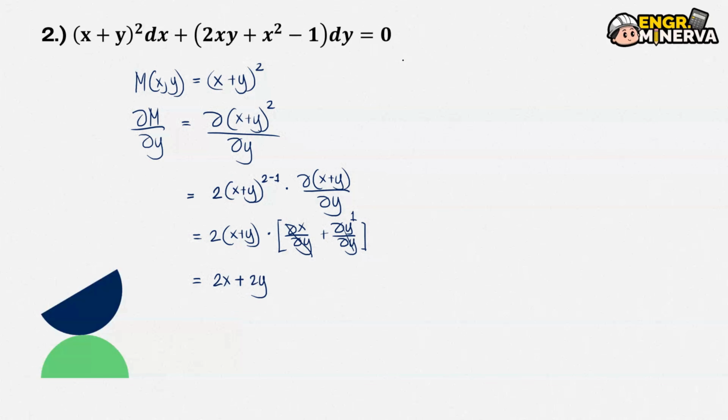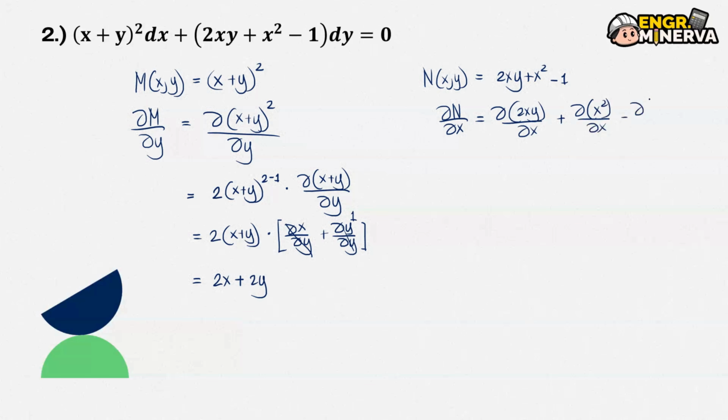Next, for N, that would be xy equals xy plus x squared minus 1. So we will derive N with respect to x. That would be 2xy with respect to x plus x squared with respect to x minus 1 with respect to x. Since y is a constant, we could factor out y here.